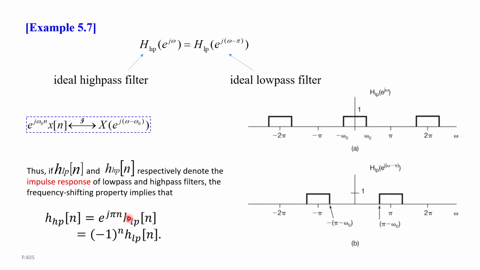and e to the j omega_0 n is (-1) to the n. Sorry, e to the j pi n is (-1) to the n, because e to the j pi is -1. So we know in the time domain, the high pass filter and the low pass filter have a very simple relationship. You just multiply by this (-1) to the n, then you will change from low pass to high pass, or high pass to low pass.